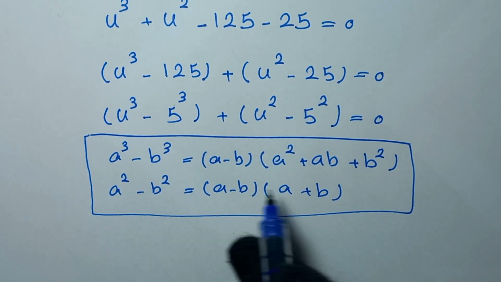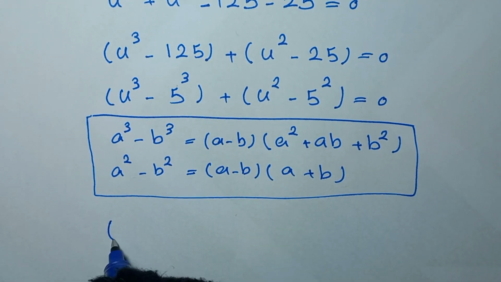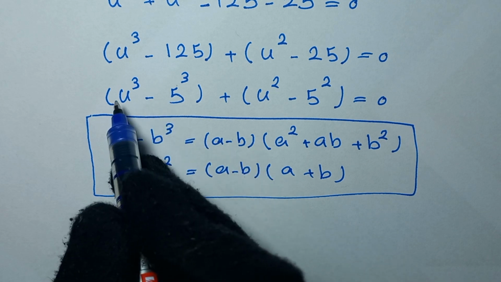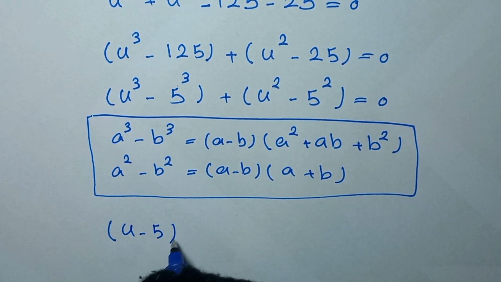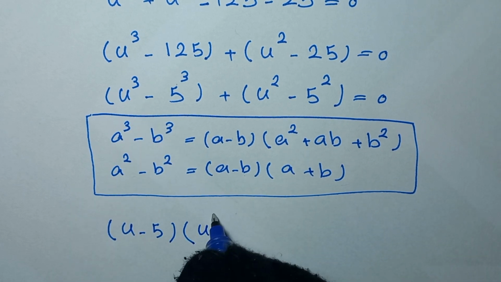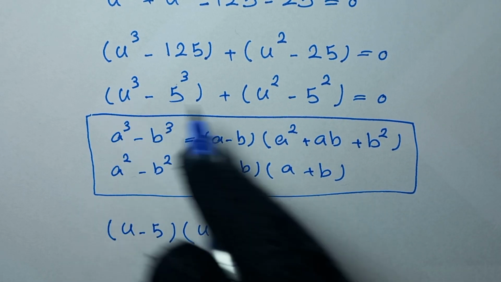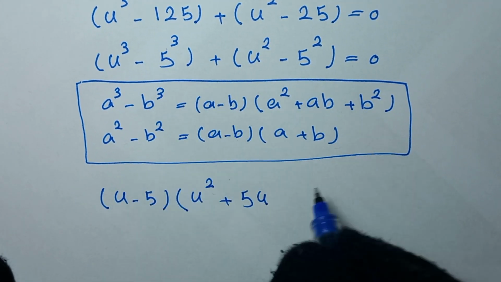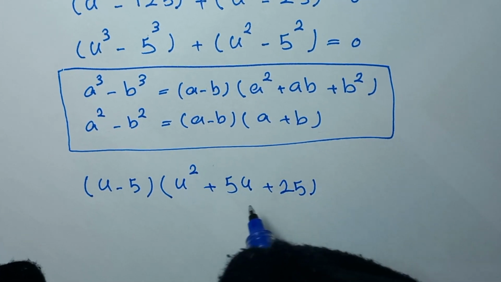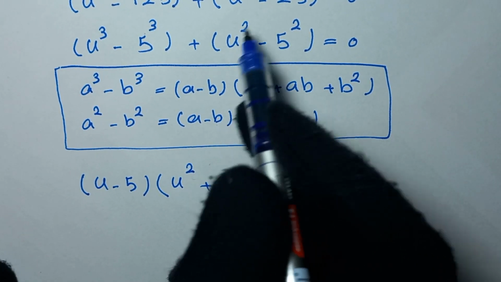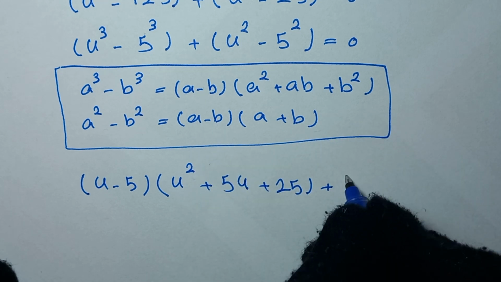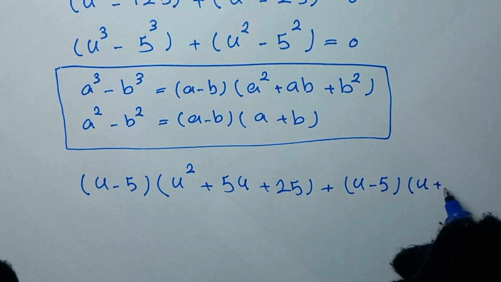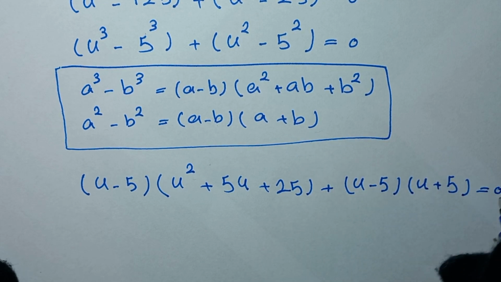So from these two formulas, we rewrite this equation. We have u cube minus 5 cube, which we write as a minus b, so u minus 5, times a square, which is u square, plus ab, which is 5u, plus b square, which is 5 square, 25. And plus this, we write a minus b, which is u minus 5, and a plus b, which is u plus 5, is equal to 0.